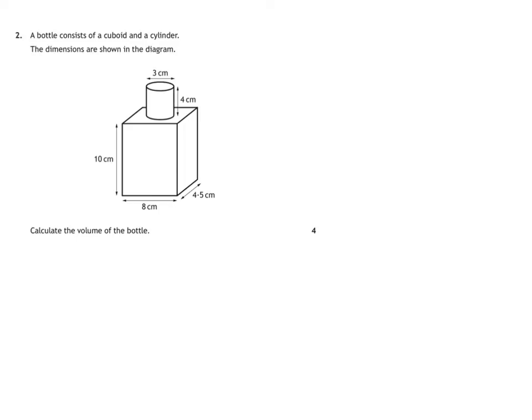So for a cuboid, we know volume is length times breadth times height. For a cylinder, we have volume is pi r squared h. The heights are going to be different for these, obviously. So for our cuboid, we have 8, 4.5, and 10 as our three measurements. So it's 8 times 4.5 times 10. We get 360, and it is going to be centimetres cubed because we're talking about volume.